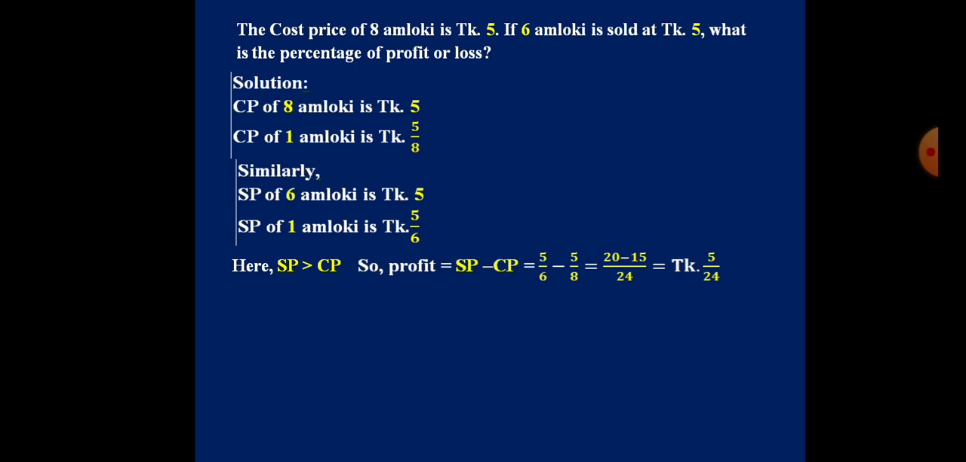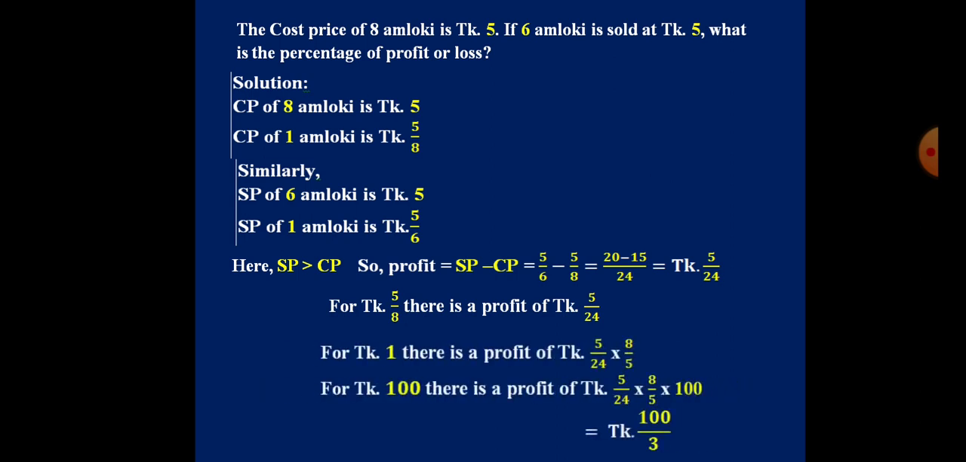Okay, now profit or loss actually depends on the cost price. So that profit 5 over 24 actually depends on 5 over 8, as that one is the cost price. So there is a profit of taka 5 over 24 for 5 over 8. That means for taka 5 over 8 there is a profit of 5 over 24. In a similar way, for taka 100 there is a profit of 5 over 24 times 8 over 5 times 100. That means 100 over 3.